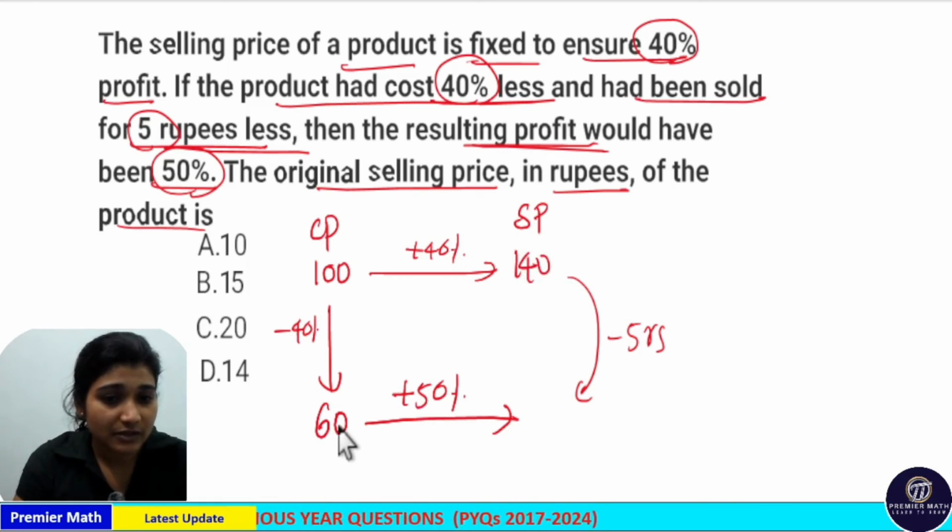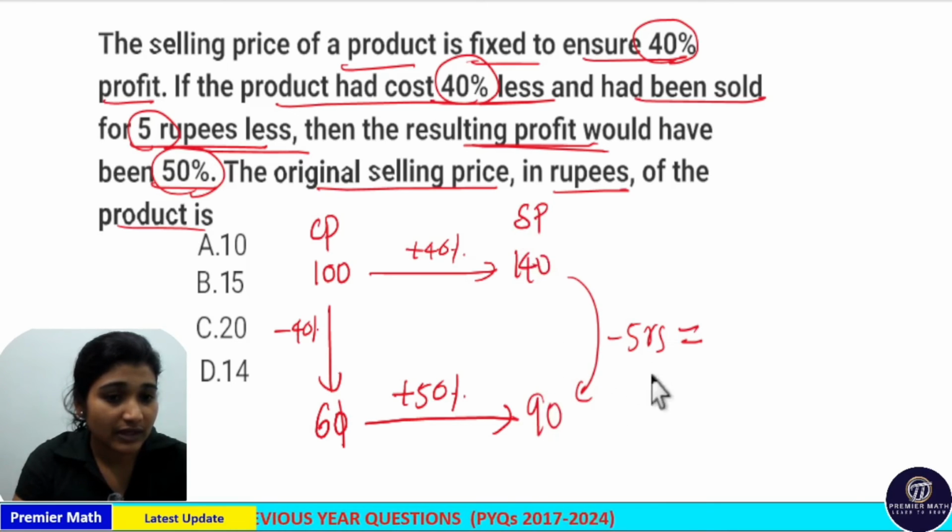So 50% profit means 10% of 60 is 6 rupees. Then 50% is equal to 5 into 6, 30 rupees. So 60 plus 30, 90 rupees is the new selling price. Which means here this 5 rupees represents the difference between 140 and 90.